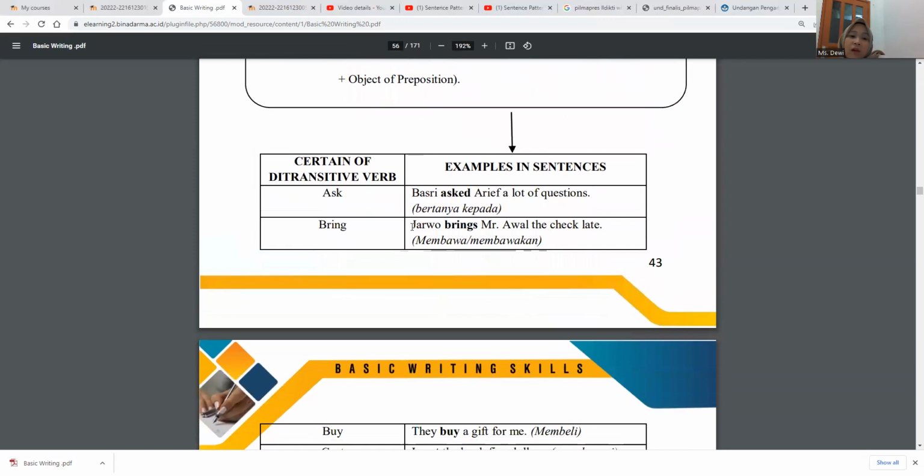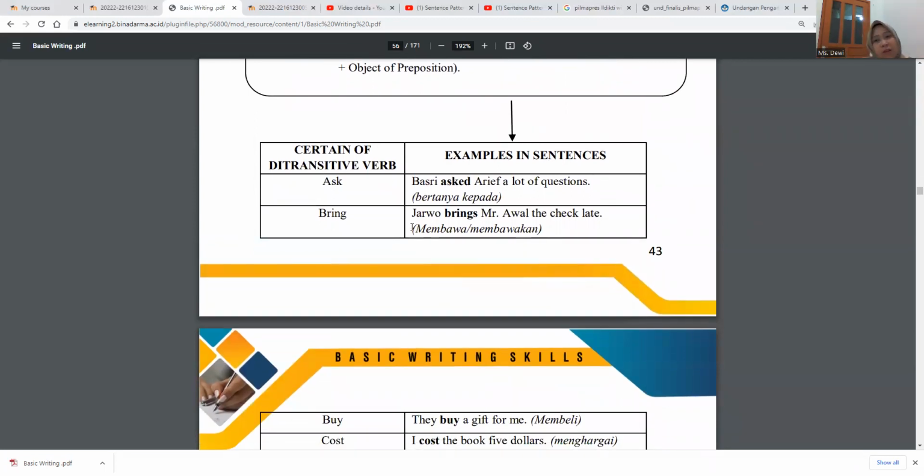Now here are some of the transitive verbs that are commonly used in our daily conversation. The first one we have ask. The example, Basri asked Arif a lot of questions. And then bring. Jarwo brings Mr. Awal the check plate.